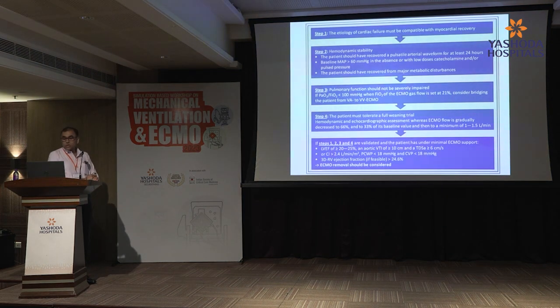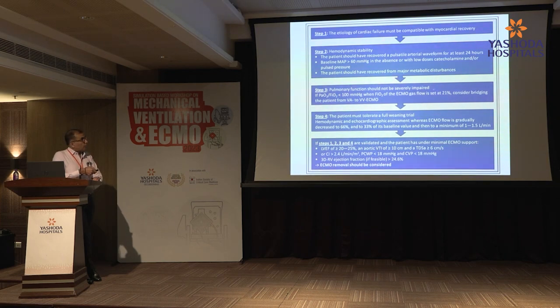So how do we do this weaning? First, we look at the etiology of the cardiac failure, which should be compatible with myocardial recovery. Now we look at hemodynamic stability: the patient is stable hemodynamically and at least maintaining blood pressure above 90 millimeters of mercury with minimal inotropic support. There is a pulsatile arterial waveform for the last 24 hours and mean arterial pressure is more than 60 with a low dose of catecholamine. The metabolic disturbances have recovered, meaning metabolic acidosis is settling down and lactates are coming down.